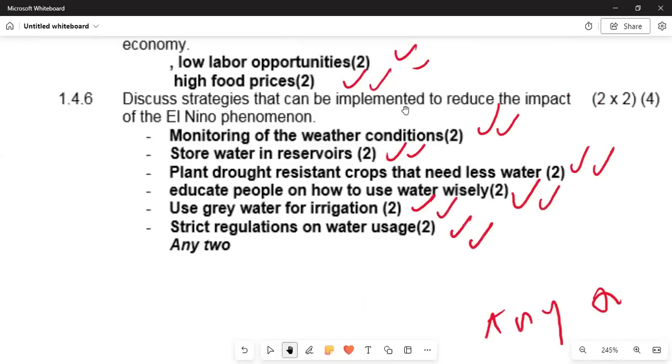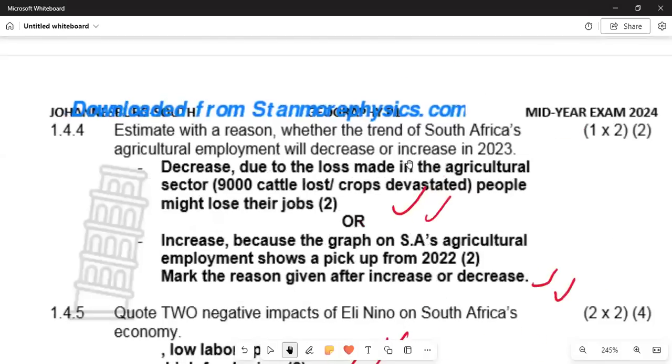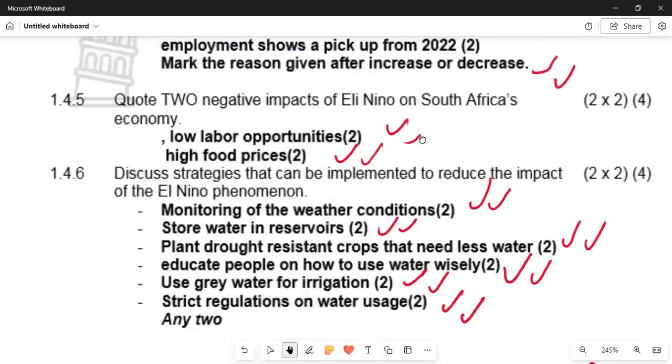And then moving on again, we have another question, where it says estimate whether the rate will decrease or increase in 2023. We are going to say it decreases due to the losses made in the agricultural sector, and people might lose their jobs. Or it will increase because the graph on SA agricultural employment shows a peak up to 2024. Then you get your mark according to the graph that I showed you.